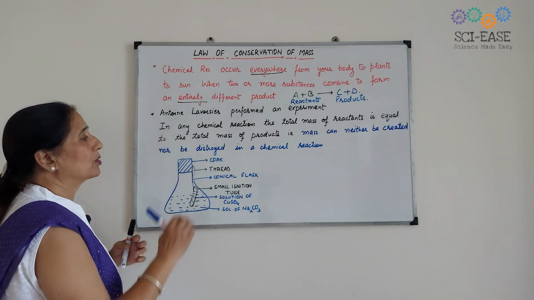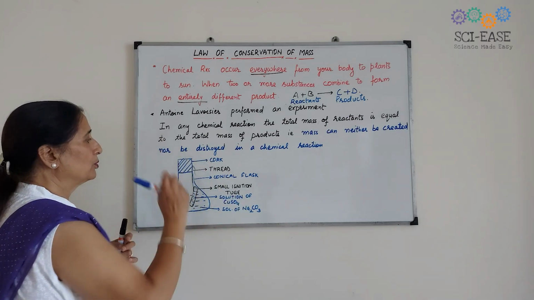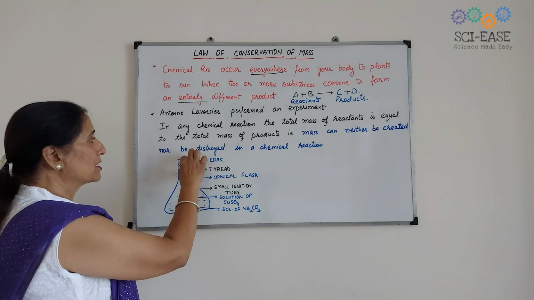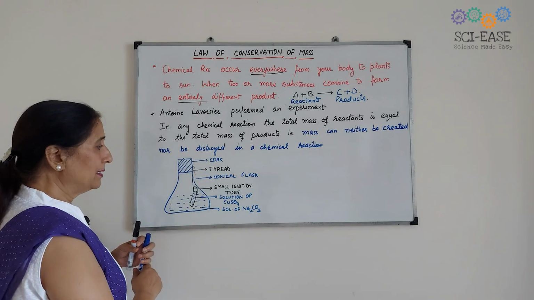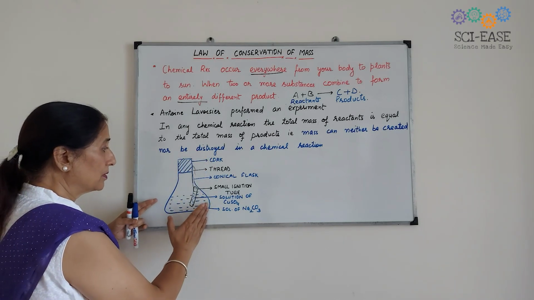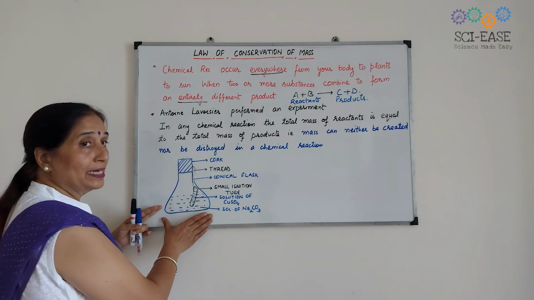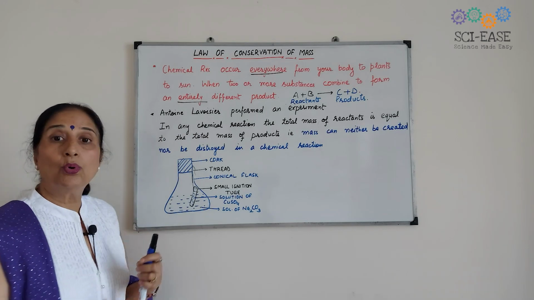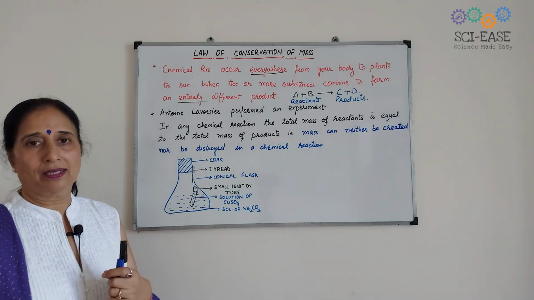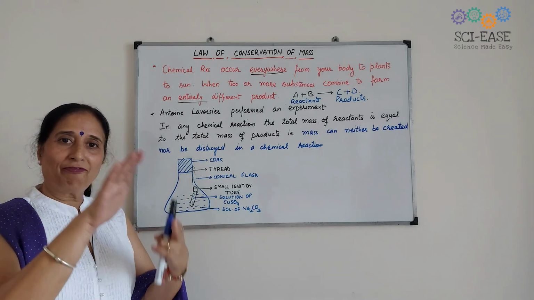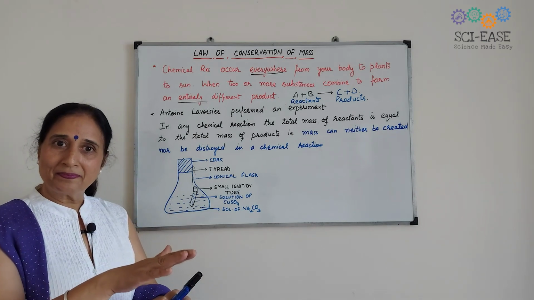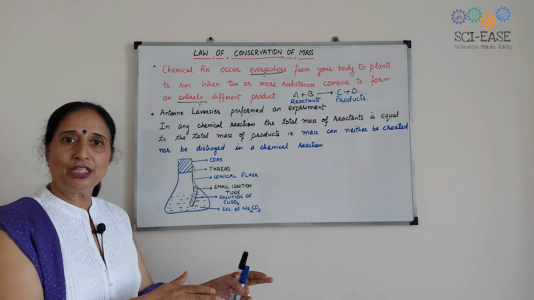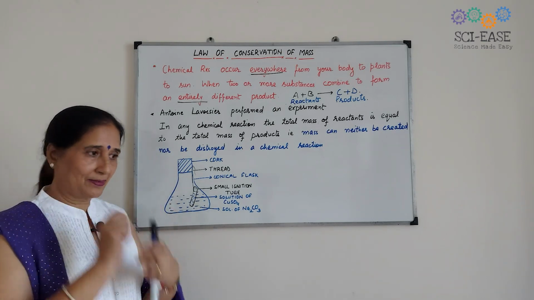And he put a cork on the mouth of the conical flask. What is the purpose of this cork? So that the substances inside the conical flask do not go out of it. So the flask is airtight. The solutions are there, one in the ignition tube and one in the conical flask.